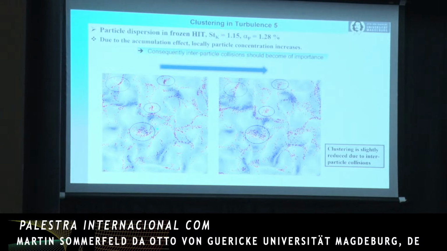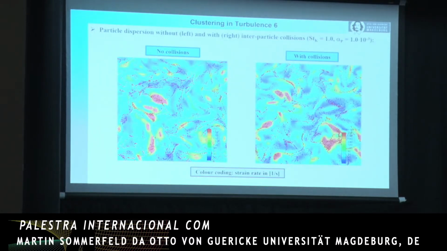And that's done here. If you look at this cluster, they are more concentrated, of course, if you have no interparticle collisions. And if you have interparticle collisions, they are more dispersed. So interparticle collisions tend to disperse such a cluster. It's not always a dispersion effect, as I showed in this pneumatic conveying. You also have a capturing effect. So this should be a nice video.